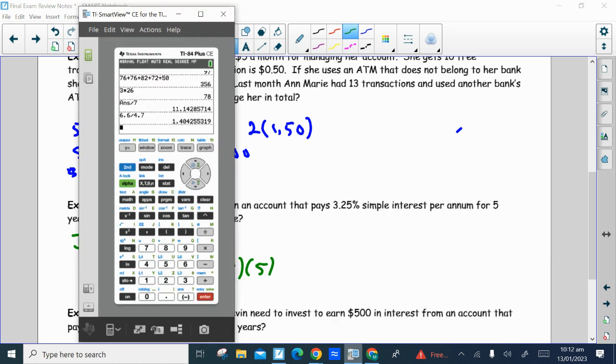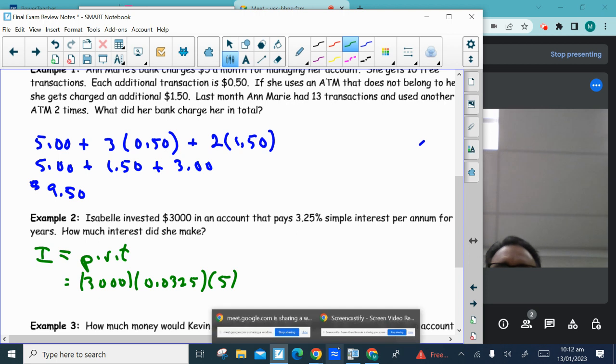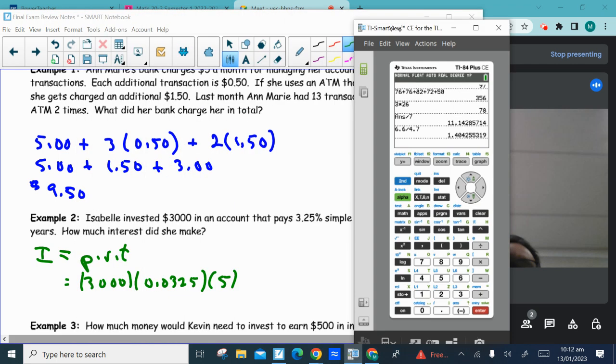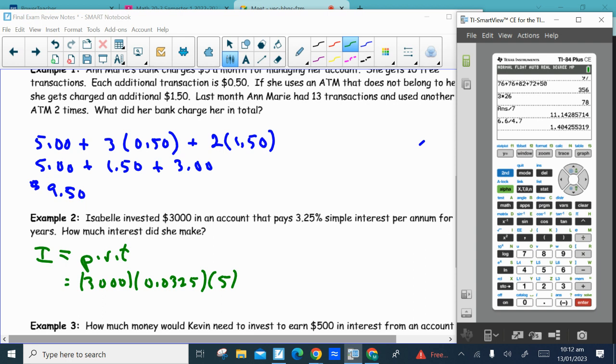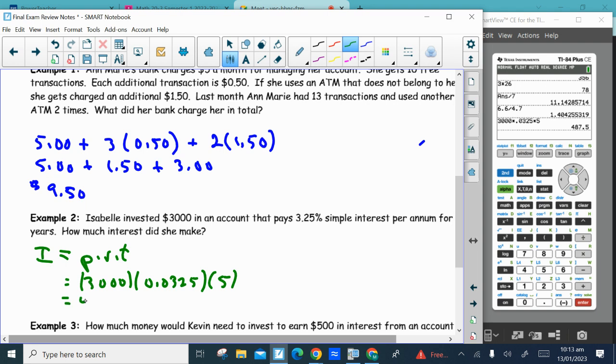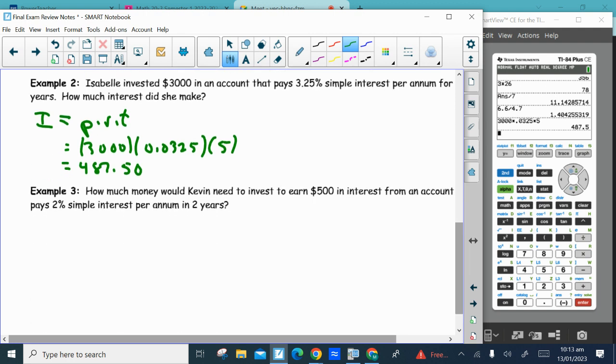So we need to multiply those 3 numbers together. 3,000 times 0.0325 times 5. So there's the interest, $487.50, which is what we were asked to find. How much interest did she make on that investment?